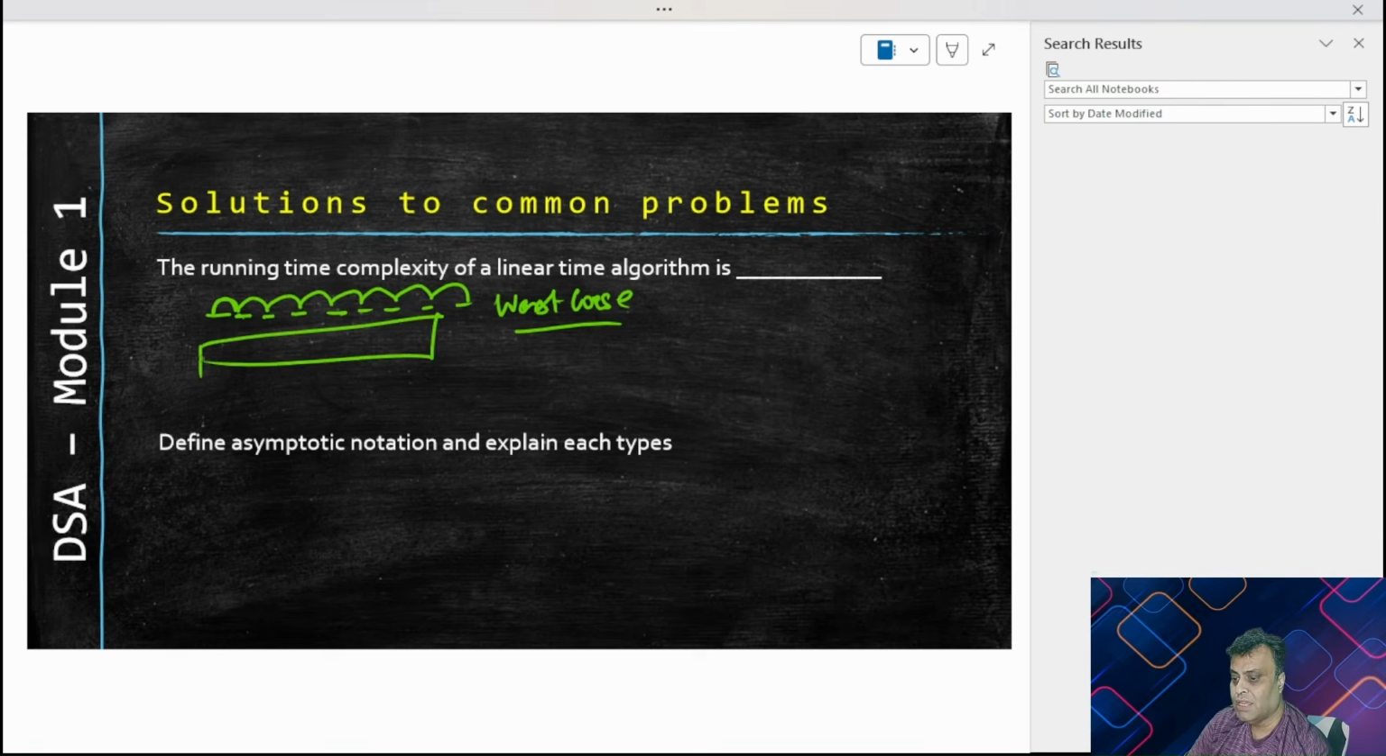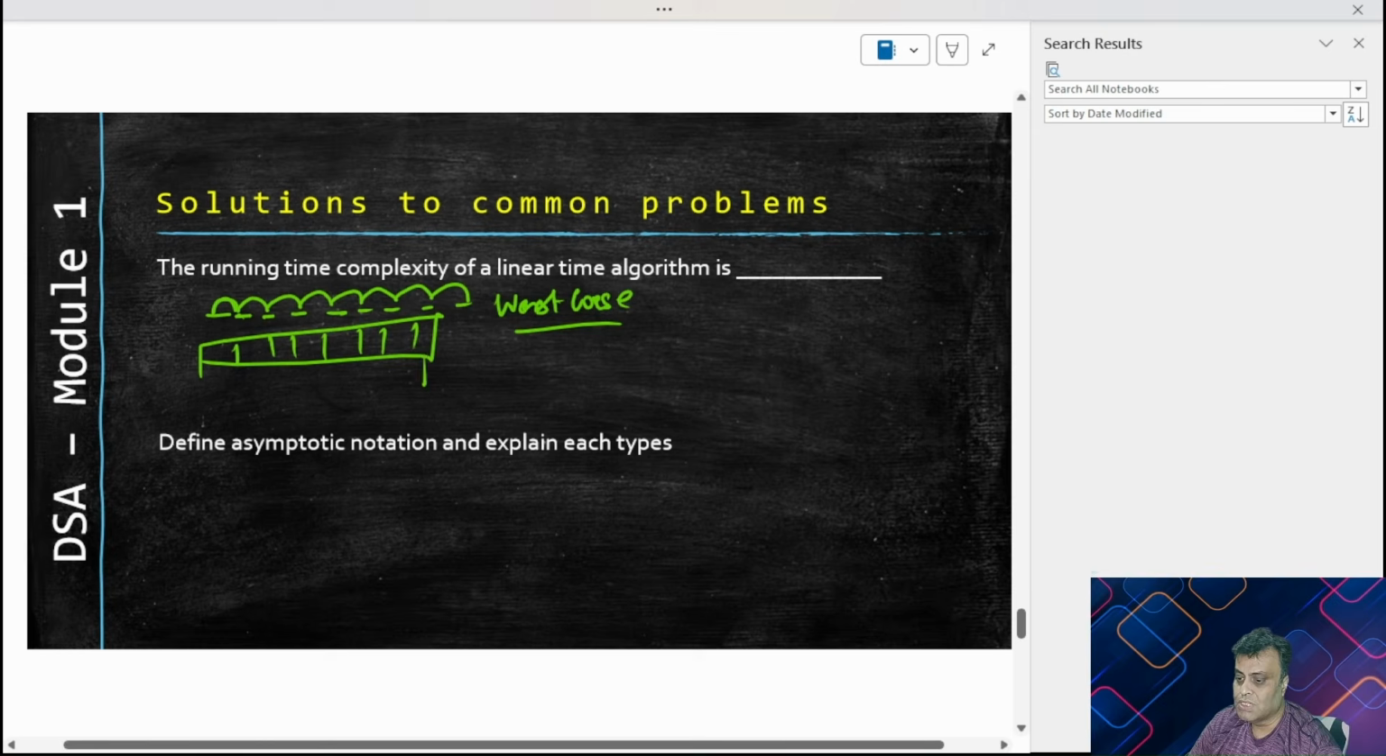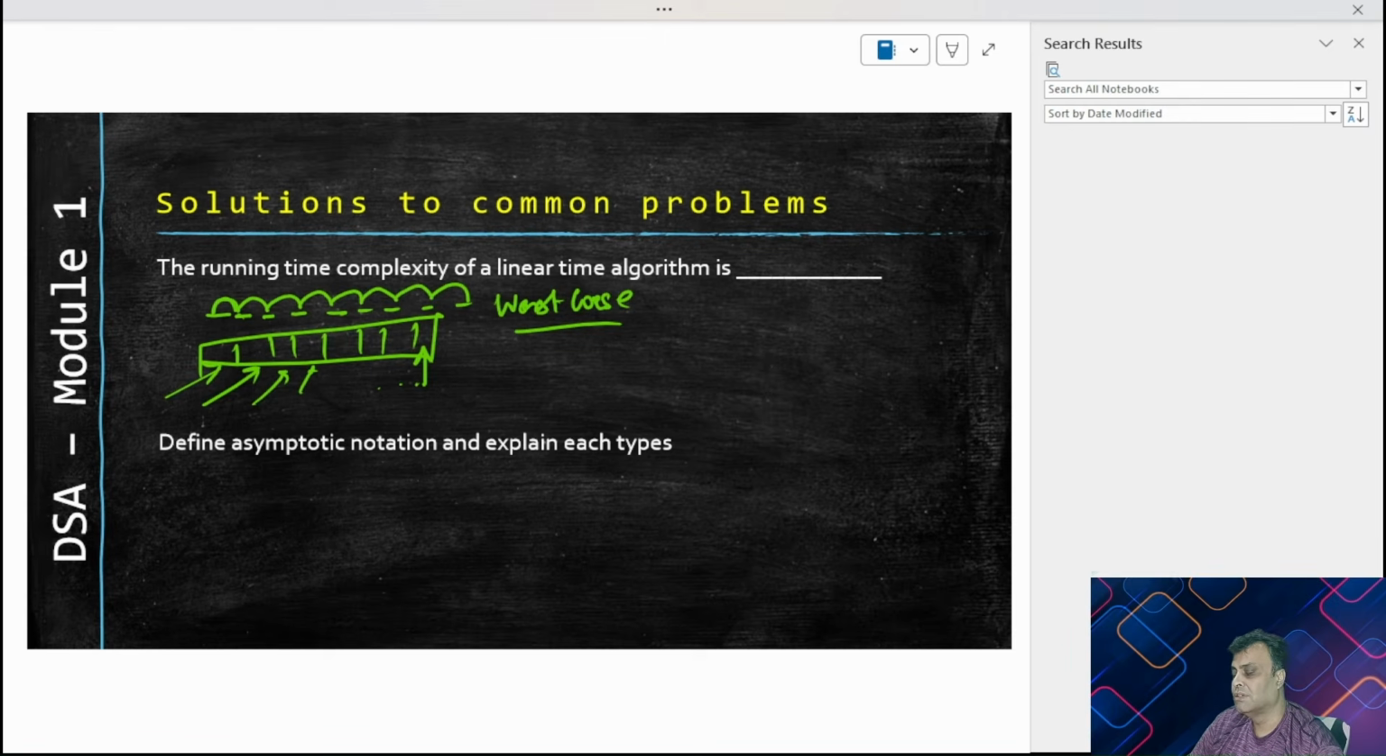So if you have an array like this, what is the worst case? The worst case is that the element we want to search for is at the end of the array. We go here, search it, not found; go here, not found, not found, not found, and finally we reach here. That represents the worst case of the algorithm, which is n steps that we had to go through in order to find an element at the last pocket of the array.